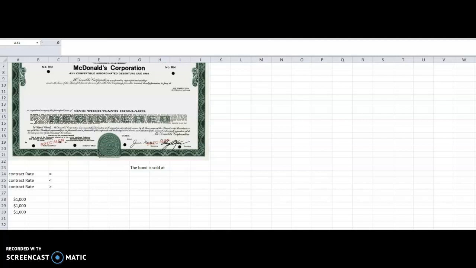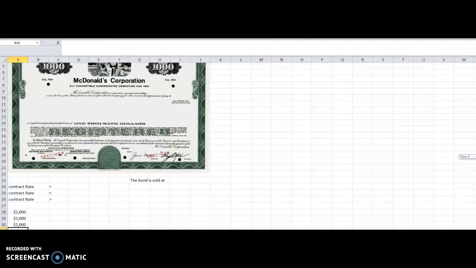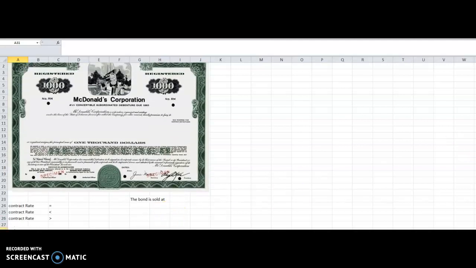If a company wants to raise money and they don't want to give away ownership, they have this other option of issuing a bond. What this does is that it borrows money from the public. So, for example, this is a McDonald's bond for $1,000, which means McDonald's is wanting to borrow $1,000 from the public, and in exchange, they're going to pay back interest at 4 1/4%.